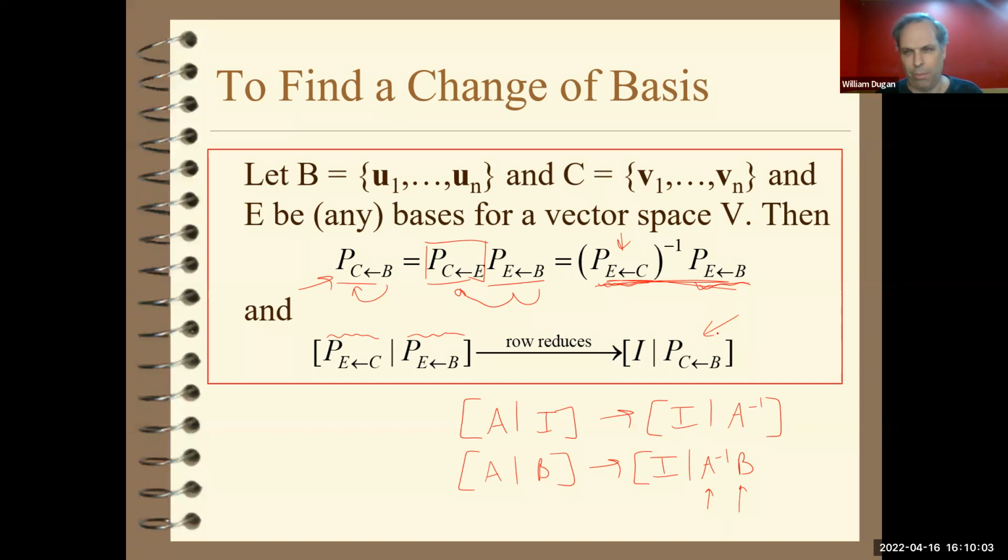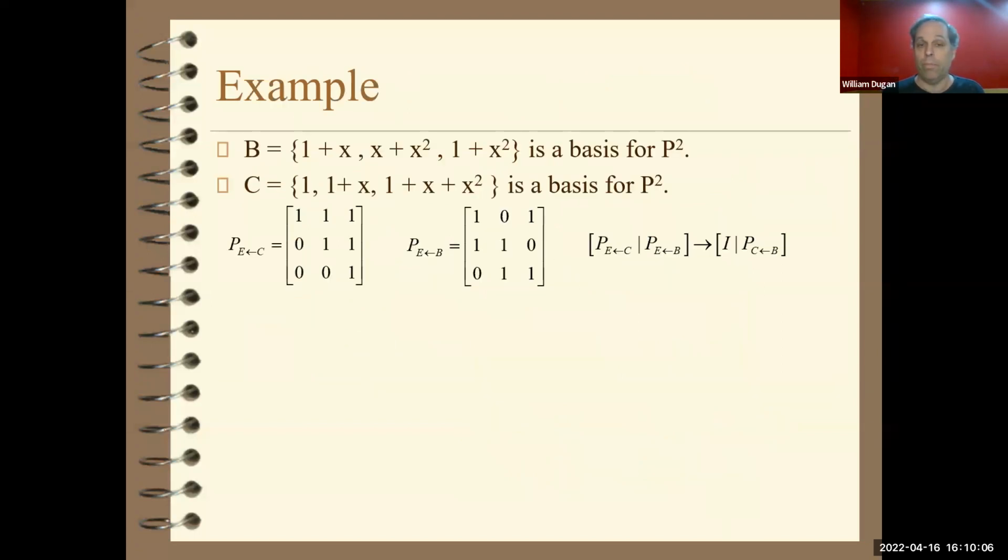I'll show you what I mean. I'll do an example. It's not difficult at all. So here are two weird bases for P2. The change of basis matrix to go from C to E is just: take all the vectors in C, find out what they are relative to the standard basis. Those are the columns. The change of basis matrix that goes from B coordinates to E coordinates: just take all the vectors in B and find out what their coordinates are relative to the standard basis E, and that's the columns of that matrix.